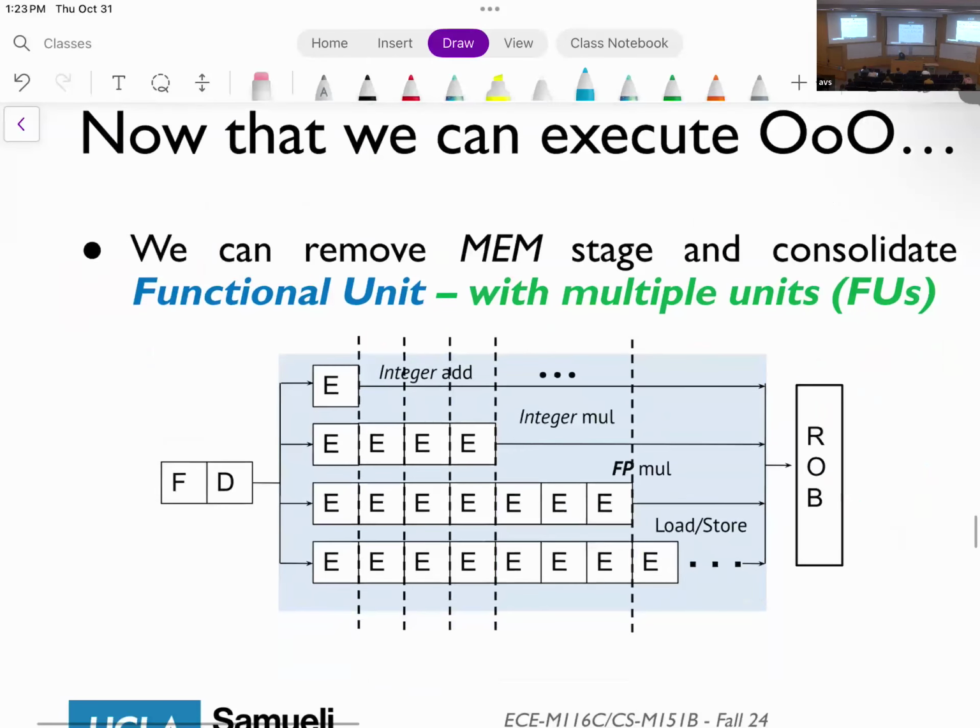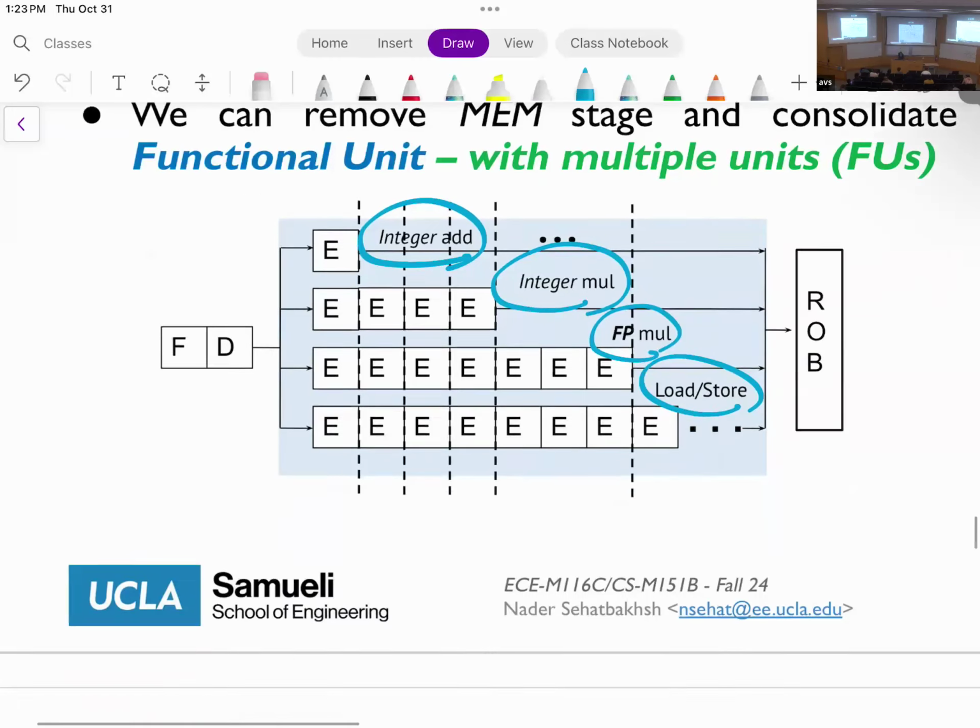As I said, for example, I can have integer add, integer multiply, floating point multiply, and load stores. I can even treat my load stores as a functional unit, because reading from memory is also an operation, right? So I can treat them as a functional unit as well, okay?